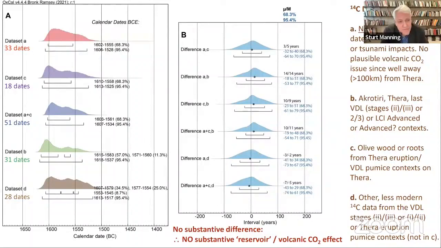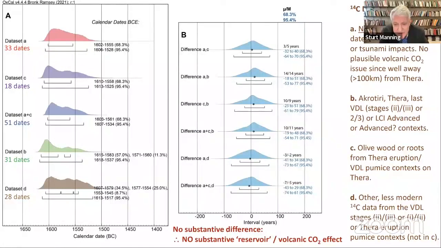And if you look at all of the plots of the combined dates on the left under A, and you then compare those probability distributions against each other, so A versus C, A versus B, C versus B, A and C versus B, A versus D, A and C versus D, which is what you see under B, you'll see that there is a very small to, in fact, basically zero difference between all of these distributions.